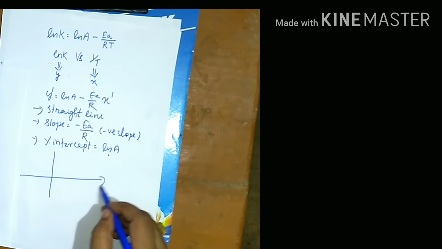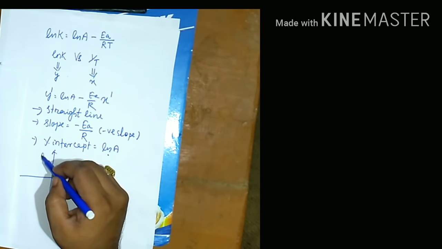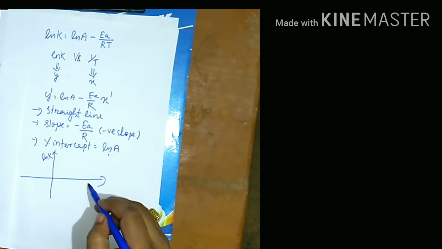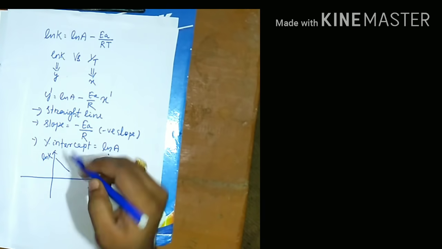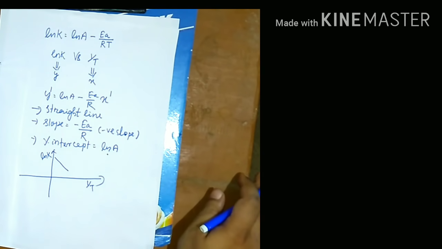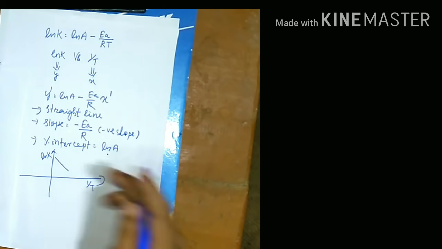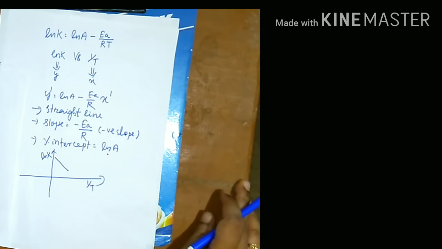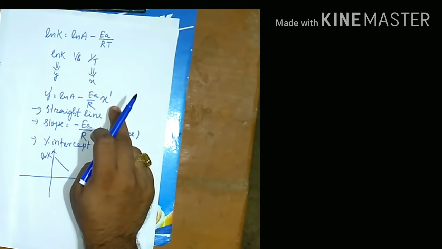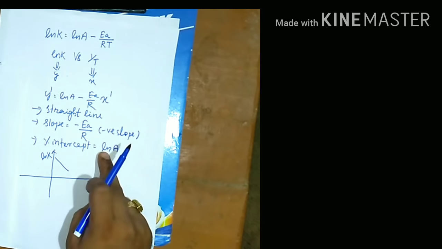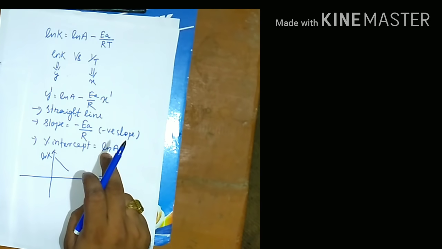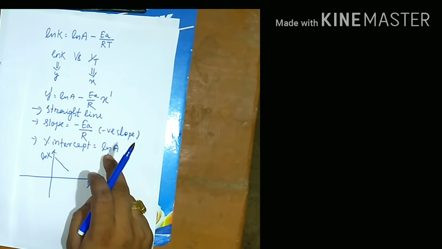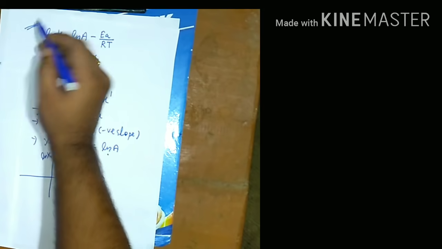The graph will be, this is ln k, and here you will take 1 by t. Negative means like this. You will have 4 types of graph. This is your answer. This is negative slope with positive y intercept. Got it? So nature is straight line, negative slope, positive y intercept. I hope you all are getting this concept. Clear? Clear from this example?